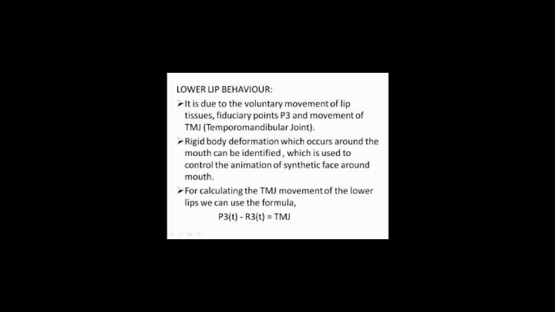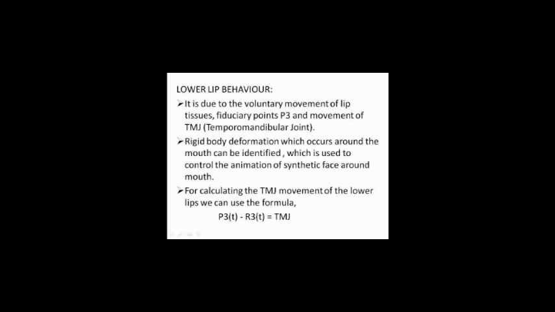As I said earlier, there are 2 types of lip behaviors, that is lower lip and upper lip. The lower lip behavior is due to the voluntary movement of lip tissues, fiduciary point P3 and the movement of the TMJ. It's called the temporomandibular joint, which is located at the lower edge of the mouth. It is the place where the upper and lower jaws meet together. Rigid body deformation which occurs around the mouth can be identified, which is used to control the animation of the synthetic face around the mouth.